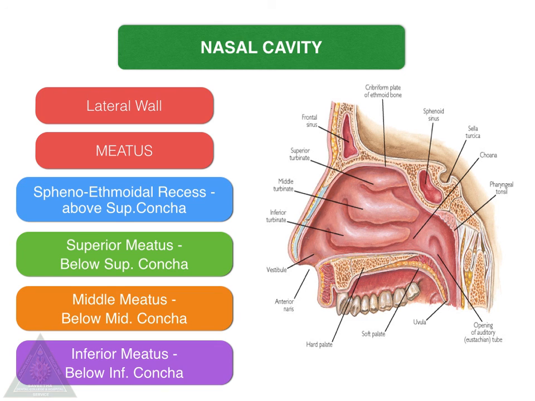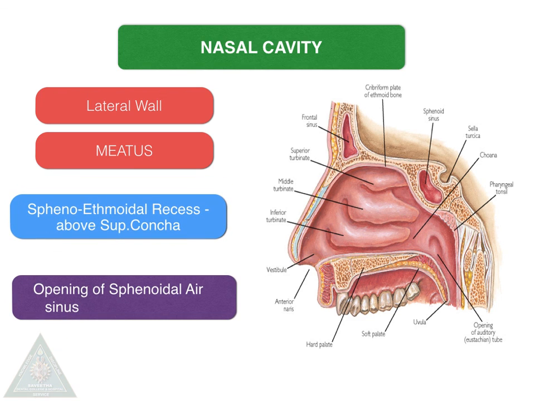One above the superior concha is called the sphenoethmoidal recess. The superior meatus is formed below the superior concha. Below the middle concha, we have the middle meatus, and below the inferior concha, we have the inferior meatus. The sphenoethmoidal recess is present above the superior concha. We have the opening of the sphenoidal air sinus.